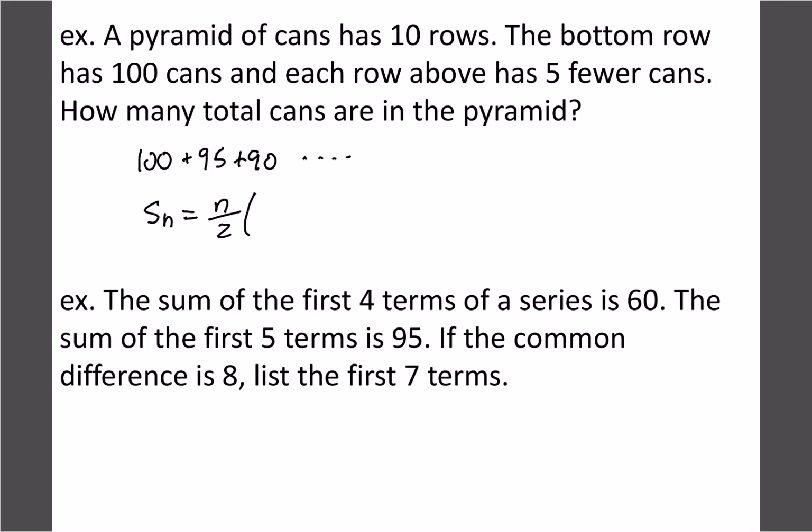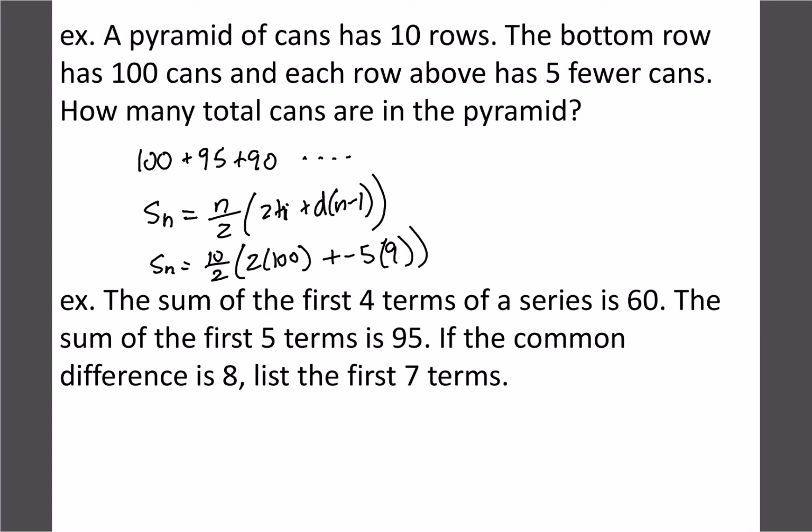We don't know the last term in this case, so let's use 2t1 plus d times n minus 1, and we should be good. So we're looking for our total sum. We know our n is 10 rows. We know our first term was 100, so 2 times 100. Our d is minus 5, and our n was 10, so we did 5 times 9. If we simplify that, we get 10 over 2, which is 5, times 200 minus 45. So we'd have 5 times 155, and that should be our final answer, which is 775.